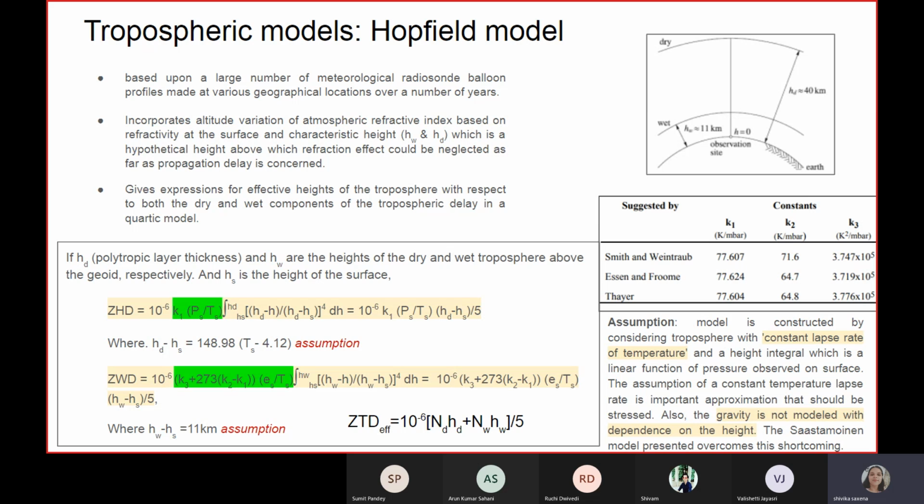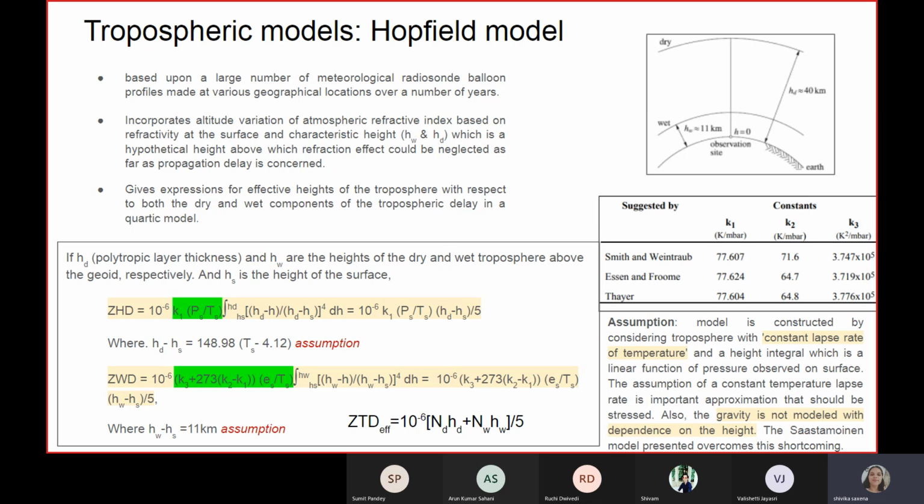To the balloon an instrument known as radiosonde is attached, and it measures the pressure, temperature, and relative humidity at different levels, at different intervals of time. This is done twice a day, every day, at those radiosonde stations. And the Hopfield model and such models are based on the large number of readings collected by these instruments. So it incorporates altitude variation of atmospheric refractive index based on refractivity at the surface and characteristic height. So we are using refractivity at the surface, and some characteristic height is being introduced. What is this characteristic height? Up to what height is the wet delay or the dry delay influencing our signal?